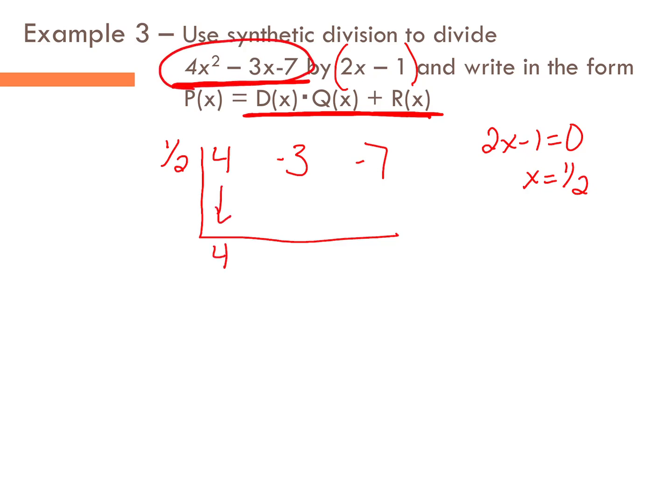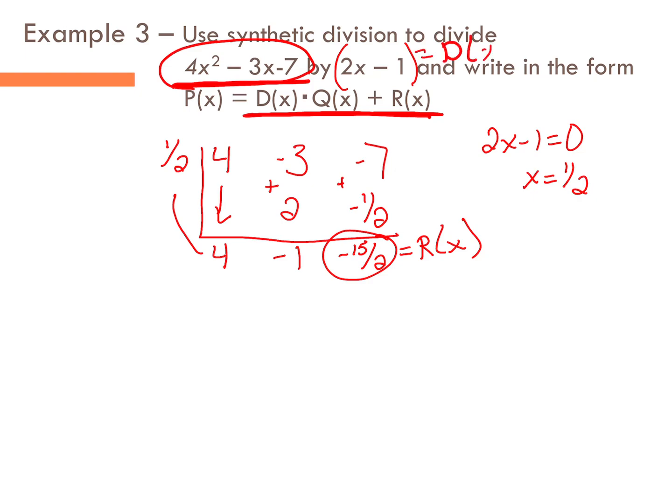Bring down my 4, multiply by 1/2, add negative 3, multiply by negative 1/2, add in here would give me negative 15 over 2. So again, this is my r of x. Okay, this 2x minus 1 is our d of x. So for my q of x, I have my 4. I need to add an x because I started with x squared. This is just going to be x minus 1.